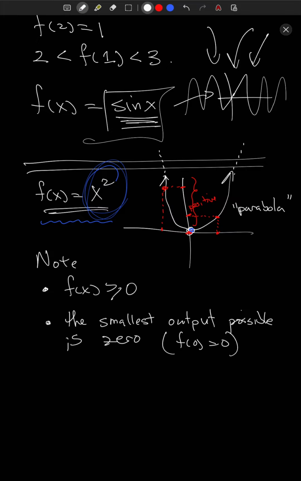This particular function, there is no maximum value because whatever x I put in, I'm going to get an output y. But if I go further to the right, I'm going to get a bigger output y.